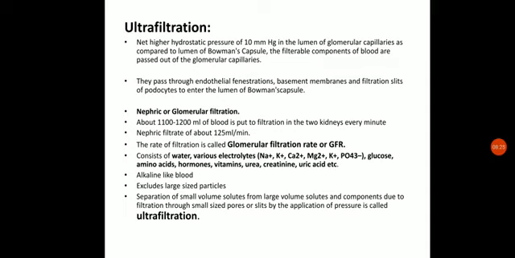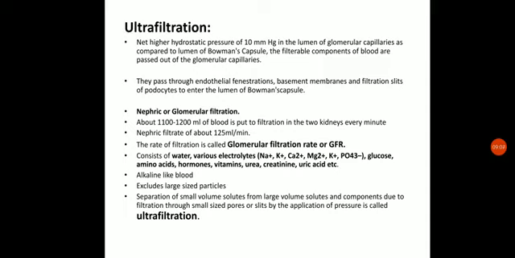So the filterable components of blood are passed out of the glomerular capillaries. The filterable components pass from the glomerular capillaries to the Bowman's capsule. They pass through the endothelial fenestrations, the basement membrane, and the filtration slits. These slits are small openings formed by the extensions of the podocytes. They pass through all these three layers, the endothelial fenestrations, basement membrane, and the filtration slits of podocytes, to enter the lumen of the Bowman's capsule. What are podocytes? These are the cells of the Bowman's capsule.